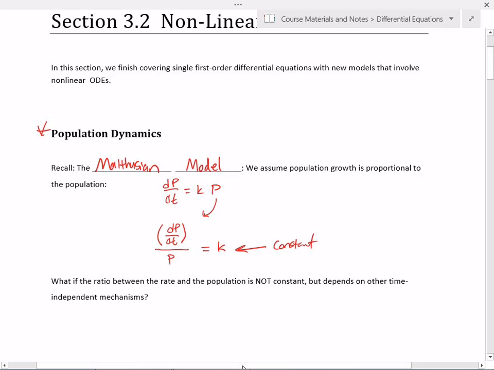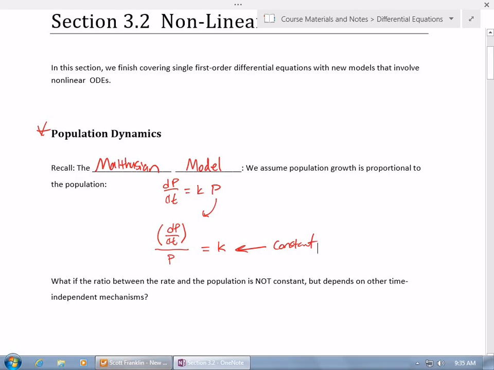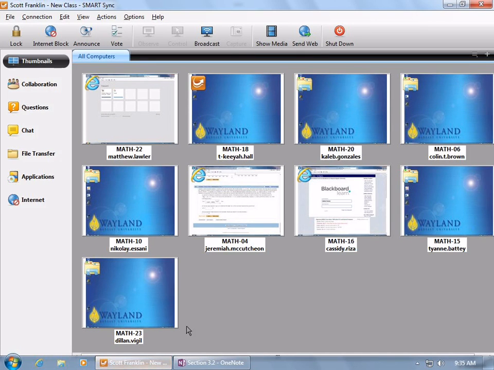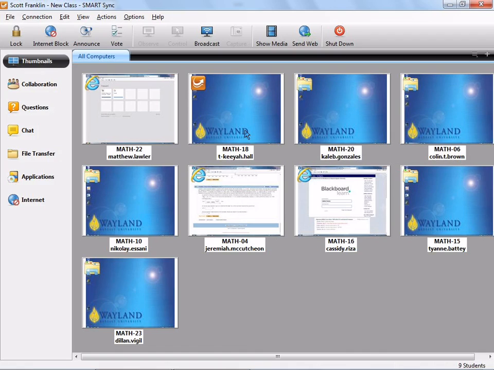I'm not broadcasting to you, am I? 5, 4, it's loading. 2, 1, broadcast.